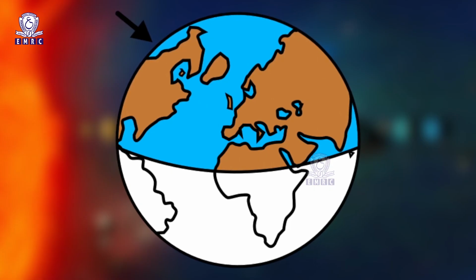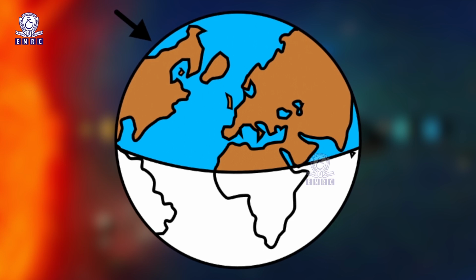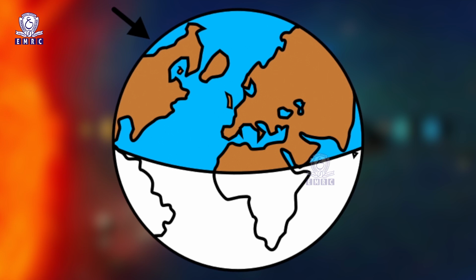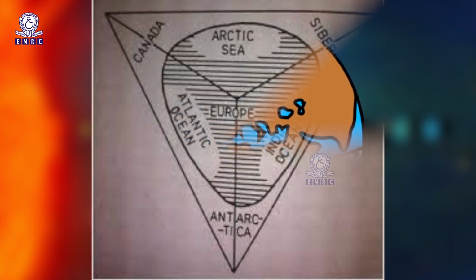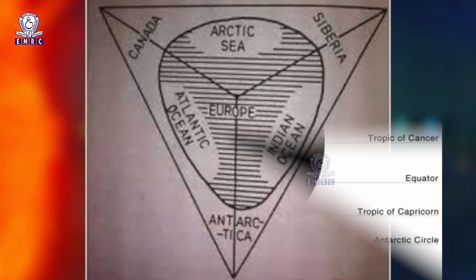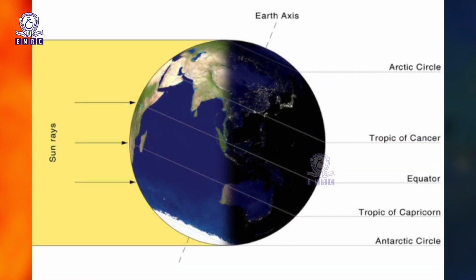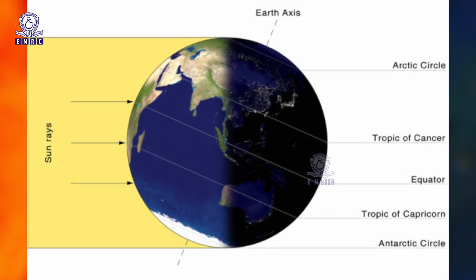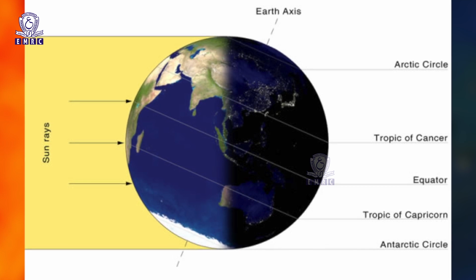The characteristic features of the distributional pattern of the continents and oceans are as follows. More than 75% of the total land area on the globe is situated to the north of the equator, that is, in the northern hemisphere. Continents are arranged roughly triangular in shape. Most of the continents have the bases of their triangles in the northern hemisphere, and the apexes are pointed towards the south.